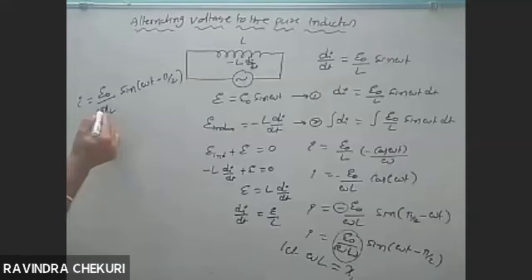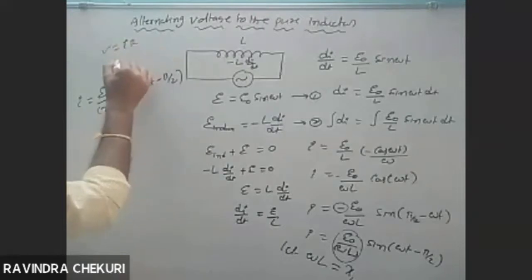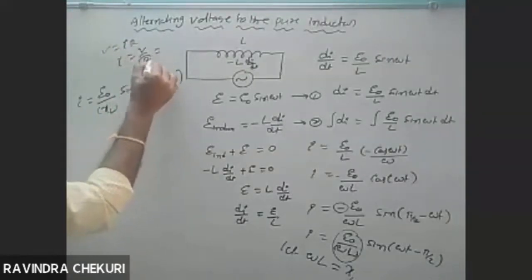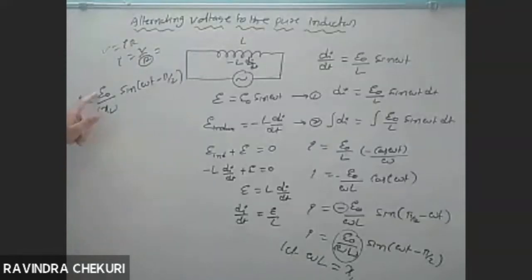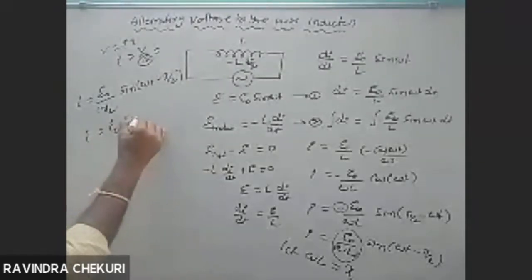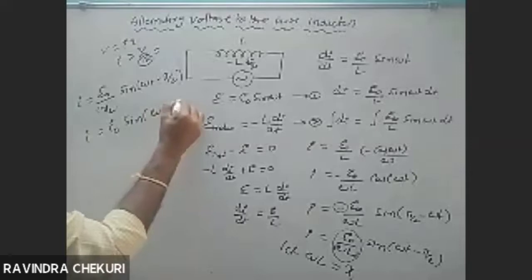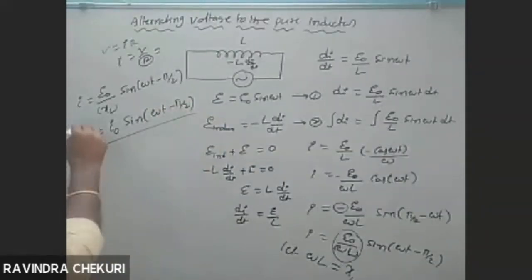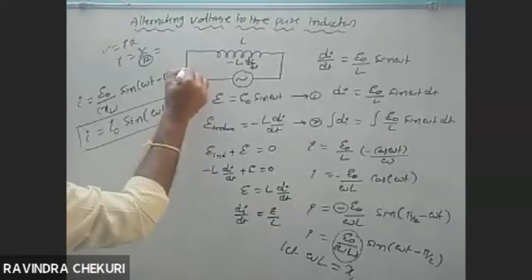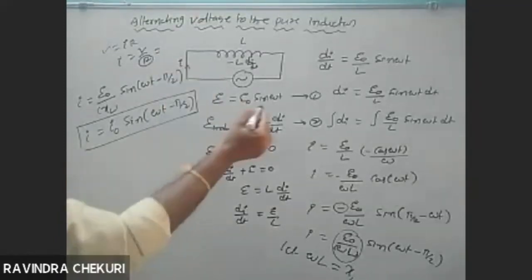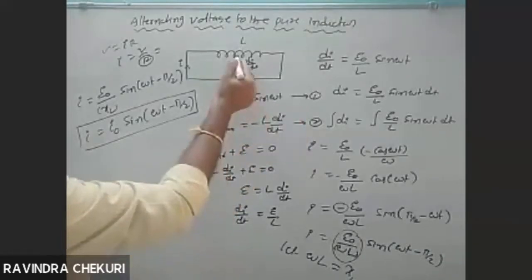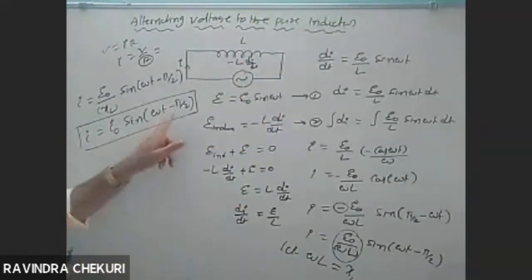Potential by reactance, a type of opposition: V is equal to IR, so I is equal to V by R. Here the peak value of the voltage divided by the opposition is the maximum current. I is equal to I naught sine of omega t minus pi by 2. This is finally the current passing through an inductor. This is the applied voltage to the pure inductor, and this is the current passing through it.